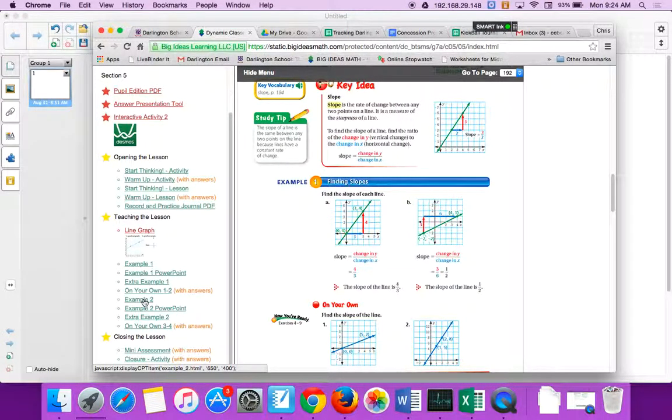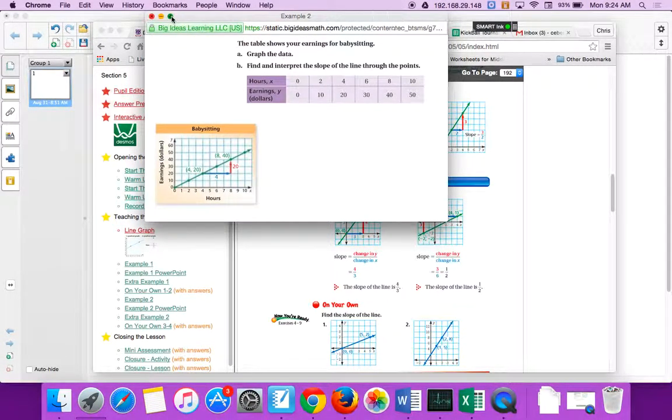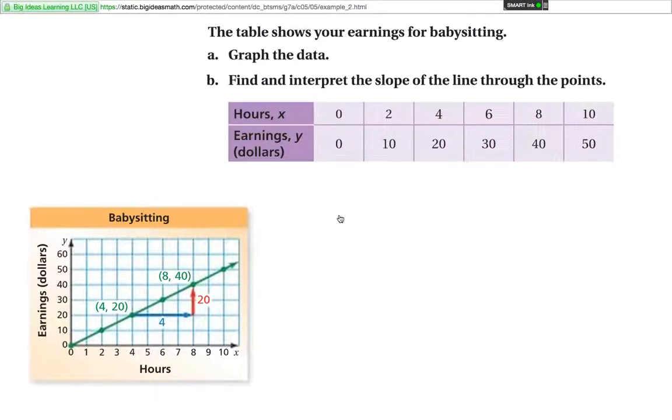Example number 2. Graph the data. Well, they actually kind of did it for you already down here. Point 0, 0 is right there. Point x is 2, y is 10, 2, 10 is right there. 4, 20, 6, 30, 8, 40, 10, 50. Notice it makes a nice straight line.